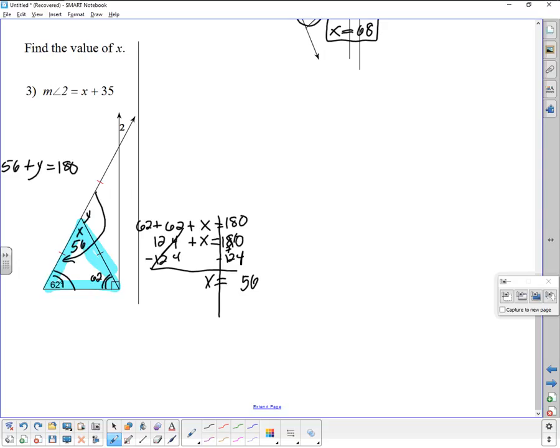Okay. All linear pairs, they're supplementary. That means you add them, you get 180. Get the y by itself. This will be minus 56, minus 56.